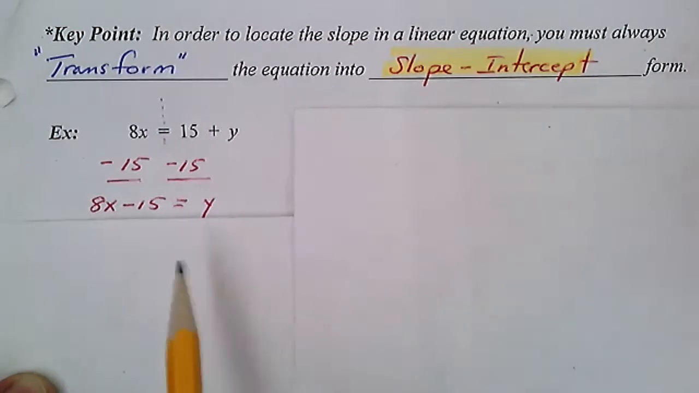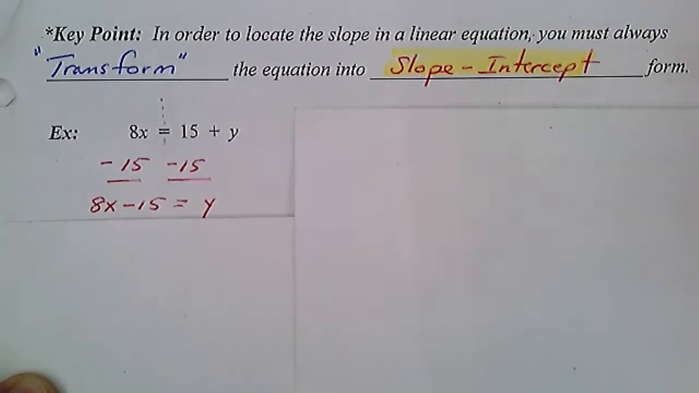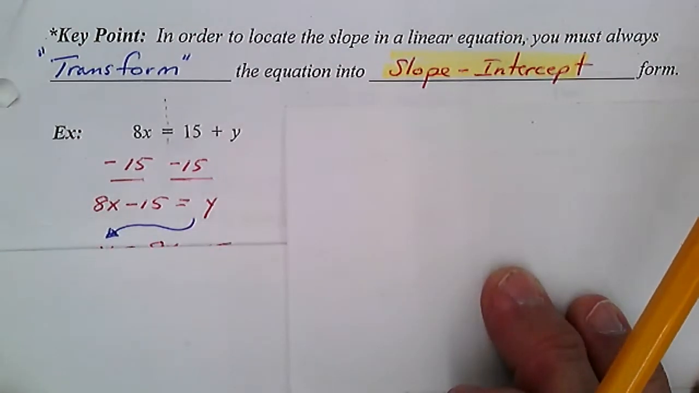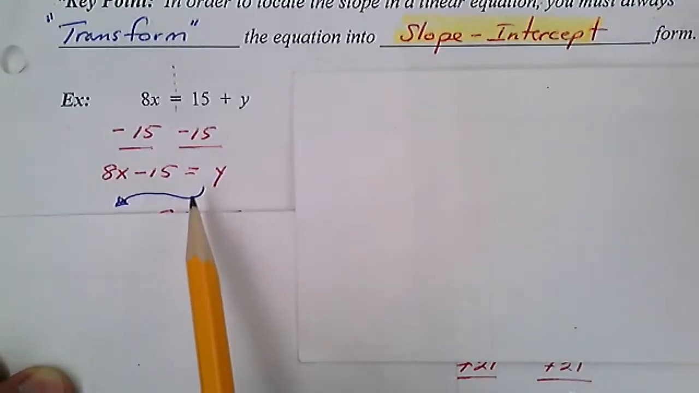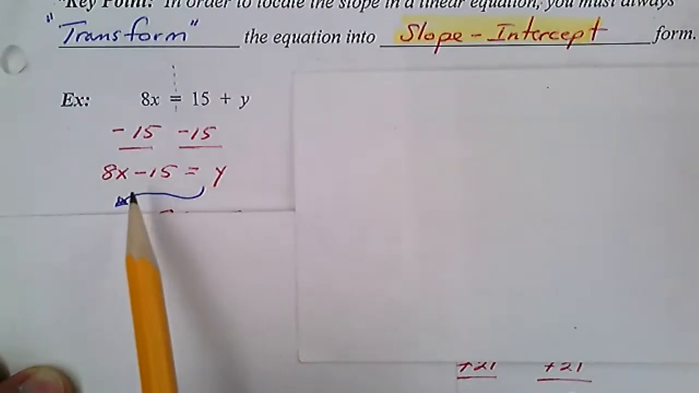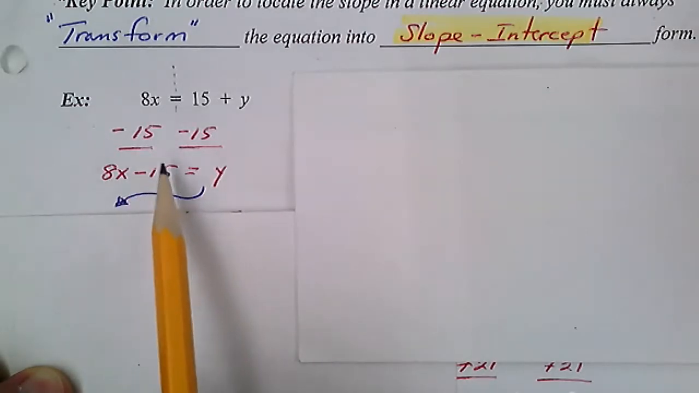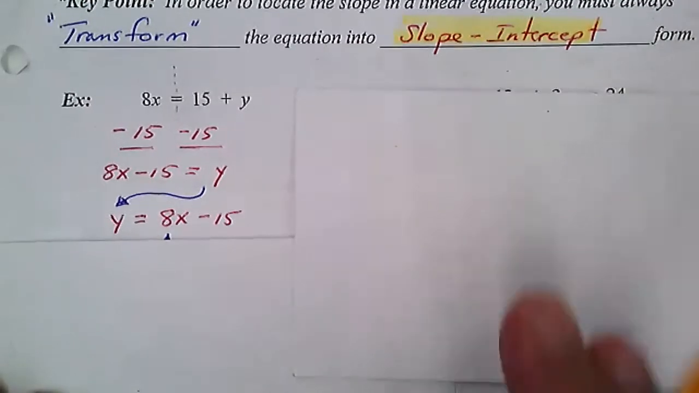And that's going to give us, so our 15s cancel right there. Those get canceled. And we're going to get 8x minus 15 is equal to y. And now I'm going to change this. I'm going to relocate this. So I'm going to take this and I'm just going to move it over to this side. And I'm going to take all of that and I'm going to switch it over to the other side. So it looks like that.